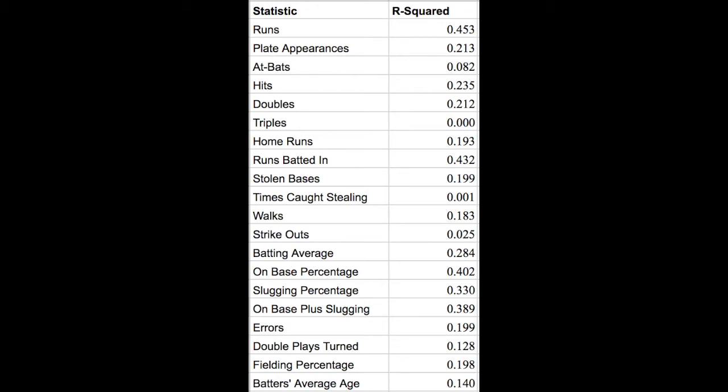We can also see that some statistics have a very low r-squared value. For example, the number of triples that the Red Sox hit has an r-squared value of essentially 0. And I think that's an effect of how few triples occur in baseball. But also, the number of times that the Red Sox runners were caught stealing has a very low r-squared value as well. And that just says that the number of times that the Red Sox runners were caught stealing does not do a good job of explaining the number of games that the Red Sox win in a season.